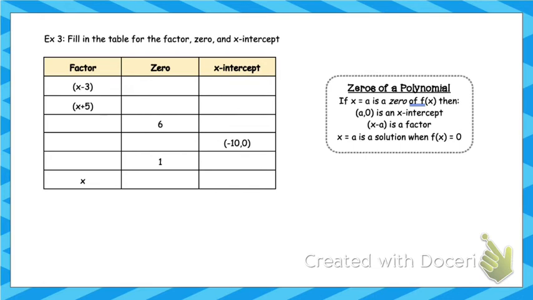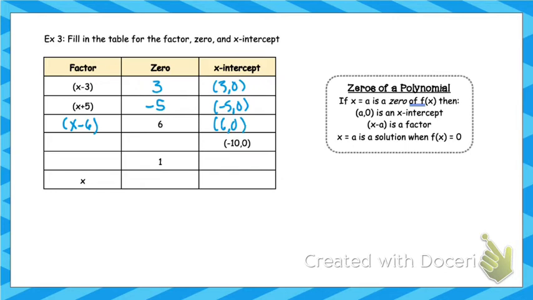So if x minus 3 is a factor, 3 is the 0. The x-intercept is 3, 0. If x plus 5 is the factor, negative 5 is the 0, which means negative 5, 0 is the x-intercept. If 6 is a 0, let's go backwards. If 6 is a 0, x minus 6 is the factor, and 6, 0 is the x-intercept.